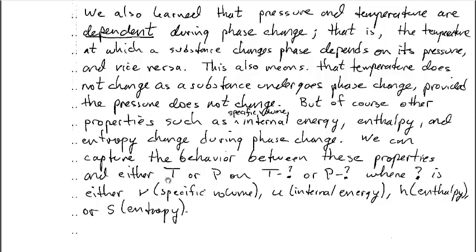So I have written here that we can capture the behavior between these properties in either temperature or pressure on a T-question-mark or a P-question-mark diagram, where the question mark is either specific volume, internal energy, enthalpy, or entropy. So we're going to go through these two diagrams, the temperature-question-mark or the pressure-question-mark diagrams, and recognize that it really doesn't matter what the property on the x-axis is; the shapes of all these curves are the same. Likewise, it doesn't really matter what the question mark is on the x-axis with the pressure diagram. The shapes of all the curves are the same, regardless of that x-axis property.